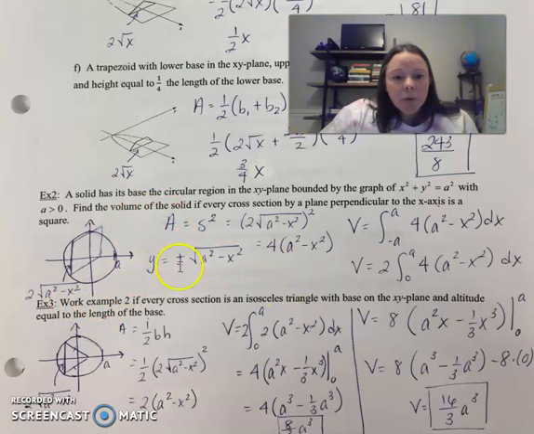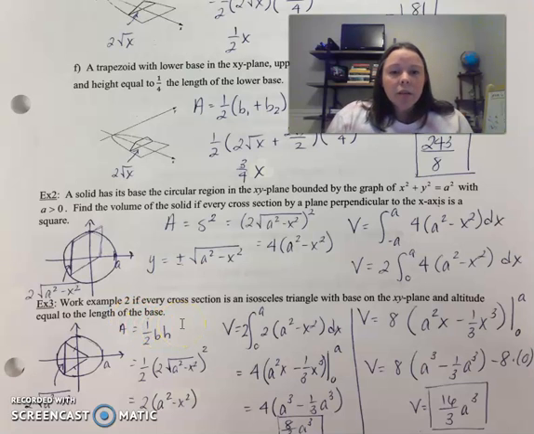All right, and then here's another one. So same example 2 here. If every cross section is an isosceles triangle with base on the xy plane and the altitude equal to the length of the base, and again, we're still perpendicular to the x-axis. I think the more current notes have a couple different examples in them, so it'll be good for you to go back and look through those.